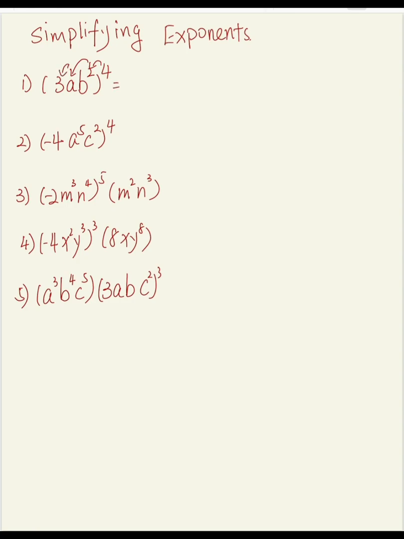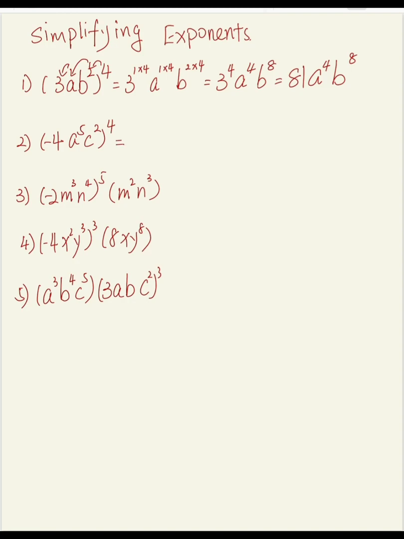We can rewrite it like 3, and because the exponent of this 3 is 1, we multiply by 4. A is 1, so we multiply by 4, and B has exponent 2, so we multiply 2 by 4, and it equals 3 to the 4th, A to the 4th, and B to the 8th. Then 3 to the 4th is 81, and then A to the 4th, B to the 8th. Okay.